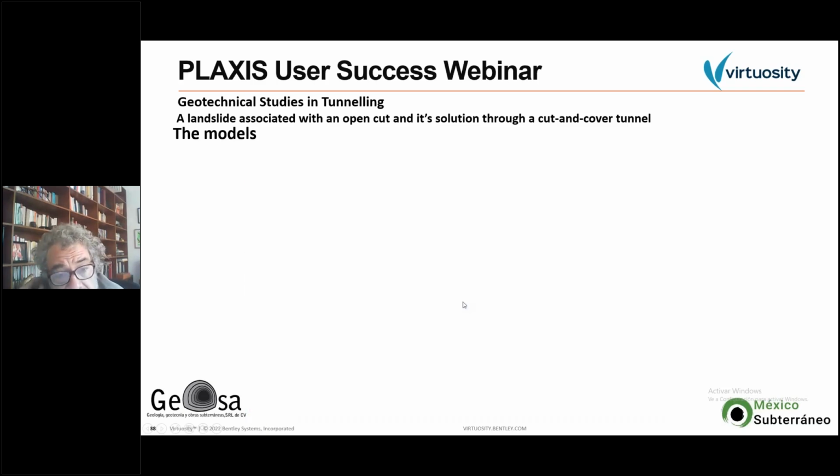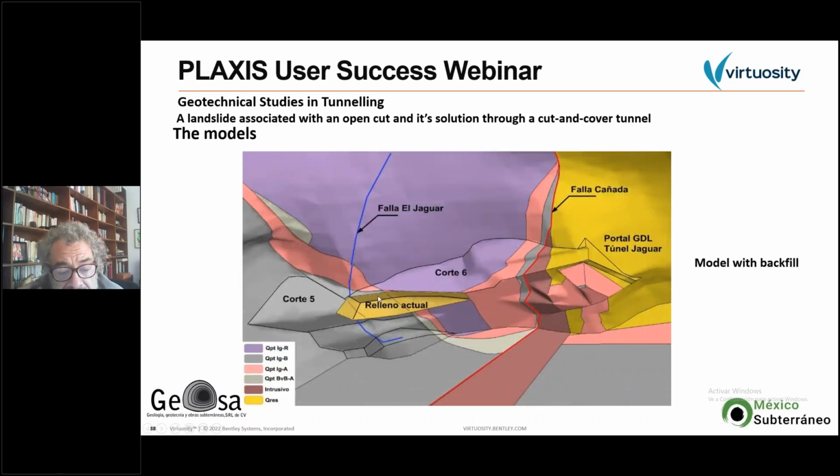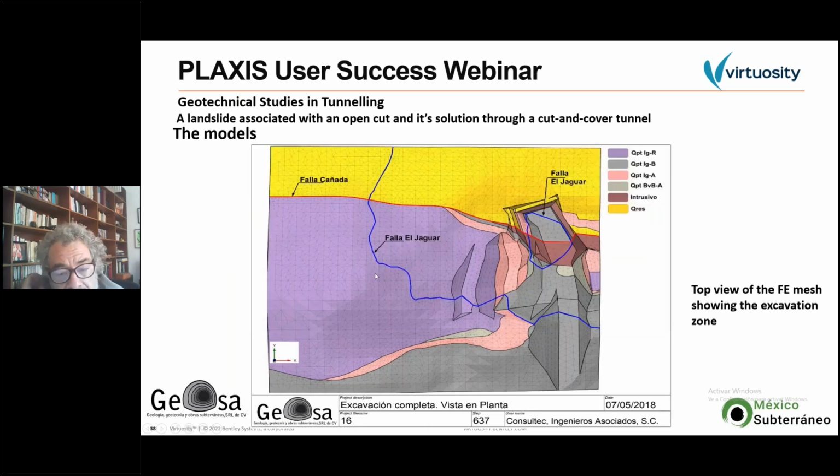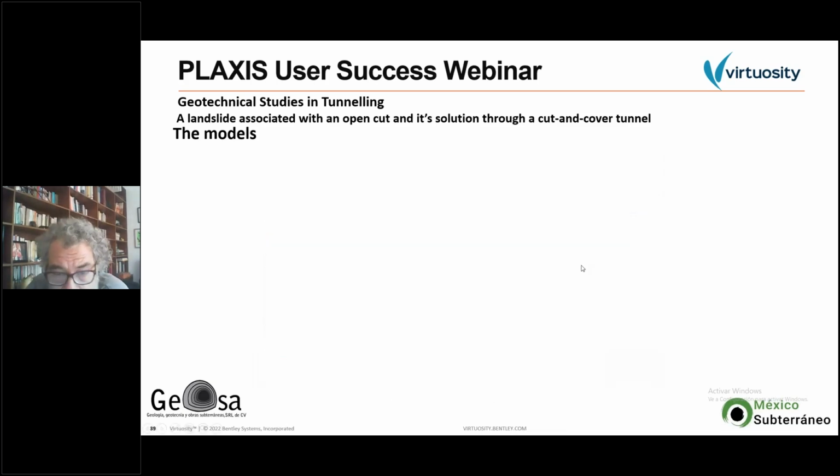After the movement started, somebody proposed this backfill in order to stabilize. It helped a little bit, but of course it didn't solve the problem in any way. So this is a top view of the finite element mesh. You can see the complexity of the mesh is very important. It has lots of contacts, lots of units, very complicated geometries, and of course this was a huge work to get this mesh. It took us some months to create it.